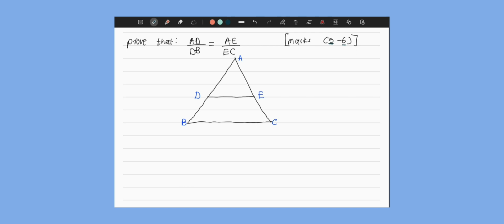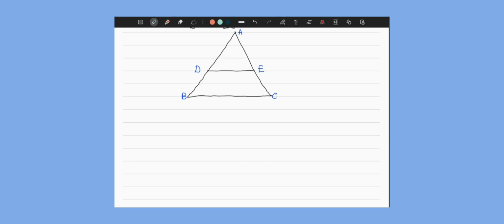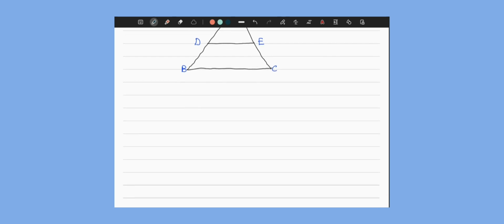So the first thing for you to do is to do the construction. Let me write it here. Underneath, you need to apply the construction. On your construction, the first thing for you to do is to draw the altitude.